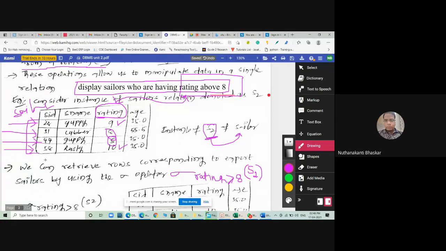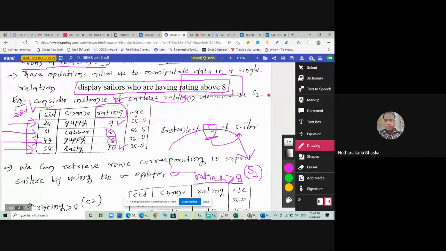Here, sigma means it is going to select the records of sailors. But what is the condition? While selecting the records, it is going to check the condition: rating greater than 8. Sigma is going to select the records from the sailors table. This is the meaning: sigma rating greater than 8 of S2.